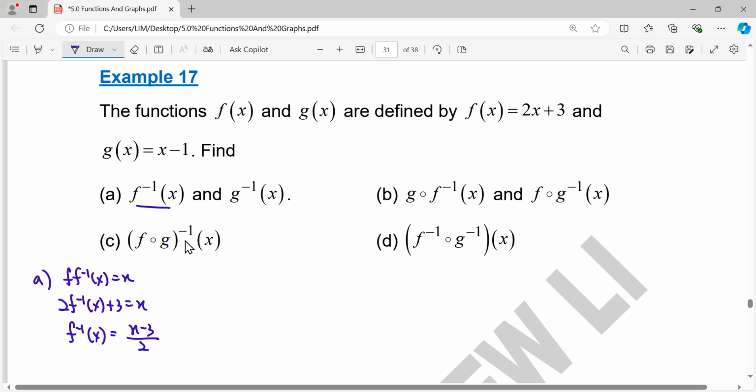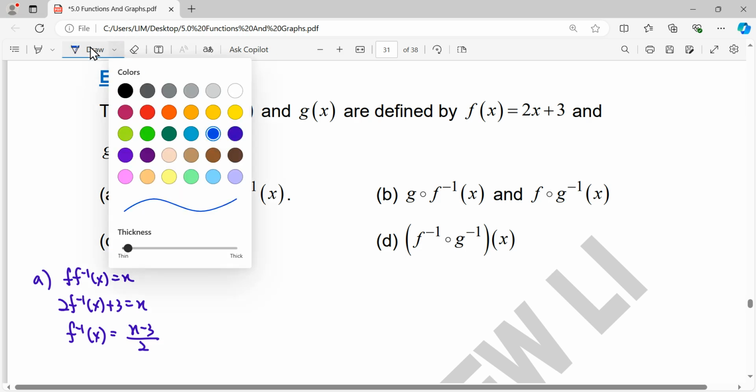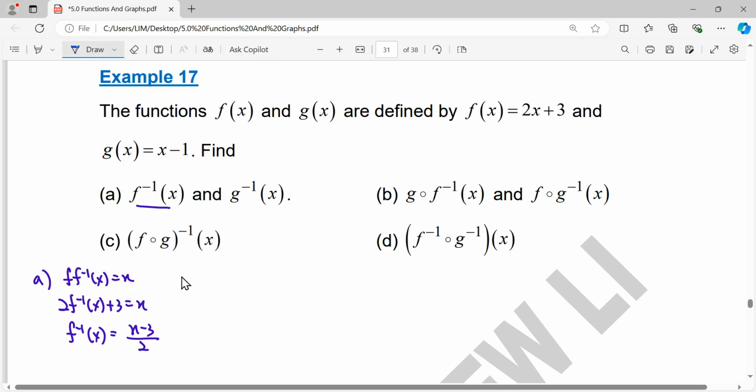Continue for g inverse. We are going to start with g inverse to get x. So composite g inverse to the function of g. So substitute this g inverse into x here, so x will be replaced by the g inverse. So simplify your g inverse, it will be x plus 1.